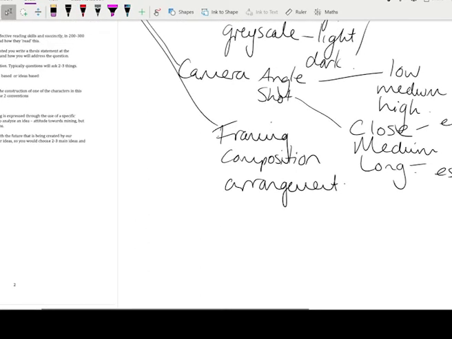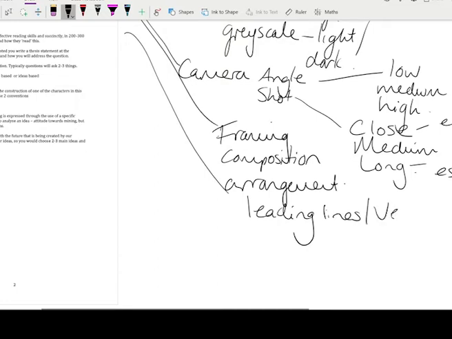You also have things like leading lines or vectors, some teachers call them. Doesn't matter what you call them. That's basically where things are arranged in a certain way to make our eyes lead and follow. And you've got special effects, superimposing, all sorts of other things. Can anyone think of anything else that I've missed or that your teacher may talk about?